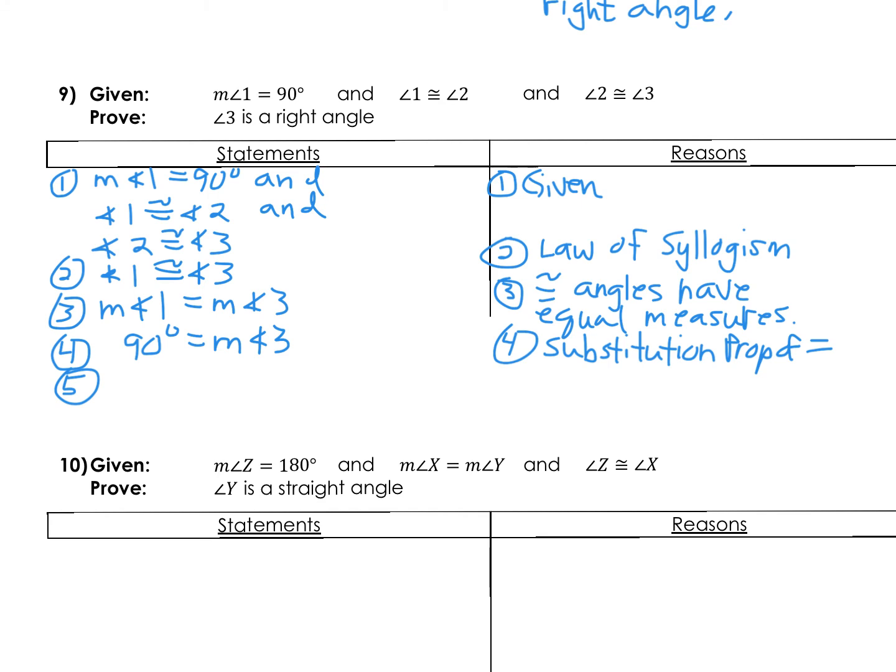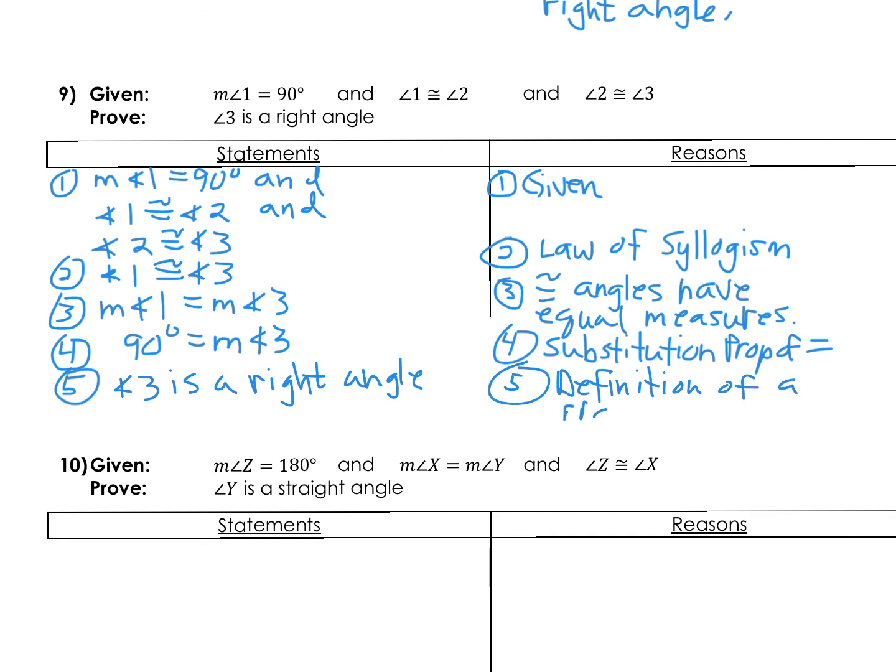Now that the measure of angle 3 is 90 degrees, we can conclude that angle 3 is a right angle, because that's the definition of a right angle. So angle 3 is a right angle, reason being definition of a right angle.